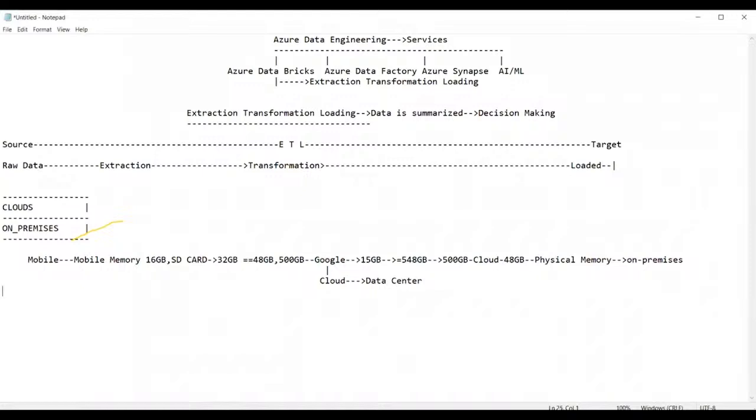So now, guys, in the same way, here you have cloud and on-premises. Cloud means storing the data on Google Drive, which is a cloud environment. And on-premises is nothing but storing the data in your mobile phone's physical memory. Mobile phone memory is called what? On-premises. Am I right, guys?